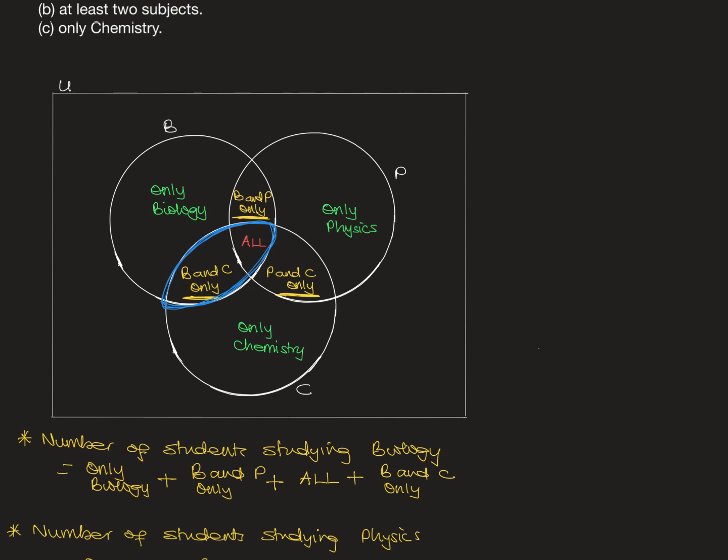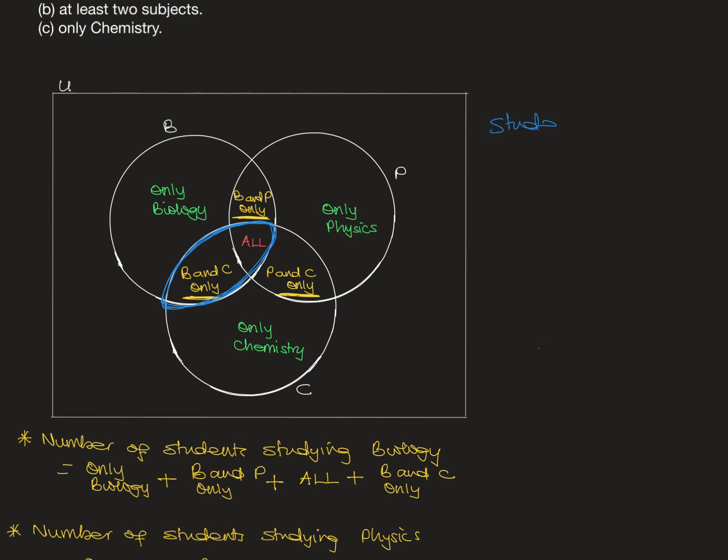So it will comprise those students studying biology and chemistry only, plus those students who are studying all the three subjects. Remember, the students who are studying all the three subjects are also reading or studying biology and chemistry. So you see the point.